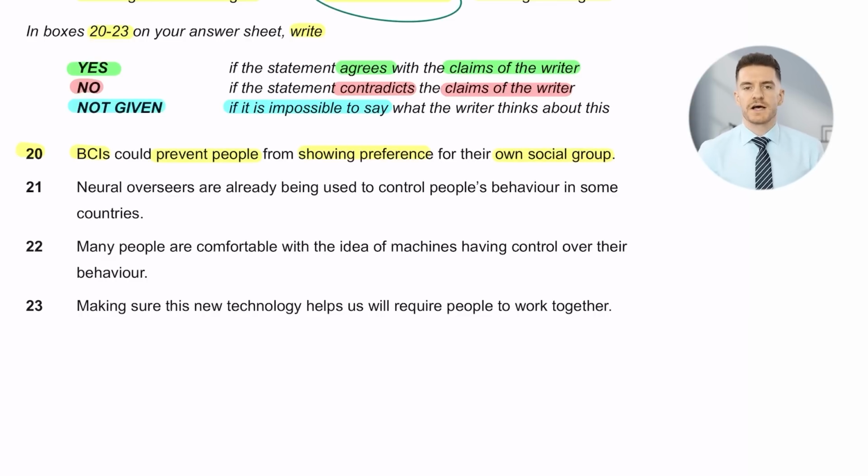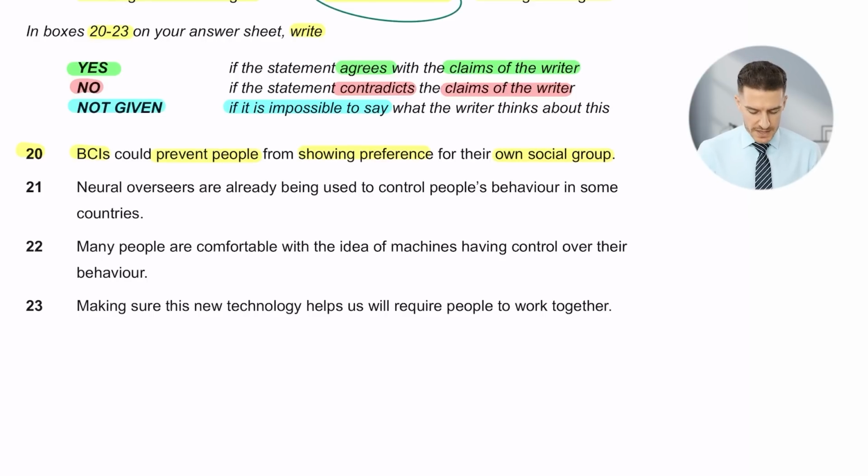So whenever you're doing these types of questions, you should always think about the overall meaning of the statement and try to think about synonyms and try to paraphrase certain words. But obviously you need to do this quickly. You shouldn't sit there for a minute or 2 minutes or 3 minutes thinking about synonyms. You should just do it very quickly in your head. So I'll give you an example. When I see the word prevent, the first word that comes into my mind is stop. So BCIs could stop people from showing or displaying. You need to be thinking about synonyms and different ways to say the same thing.